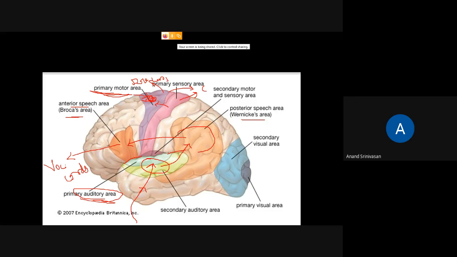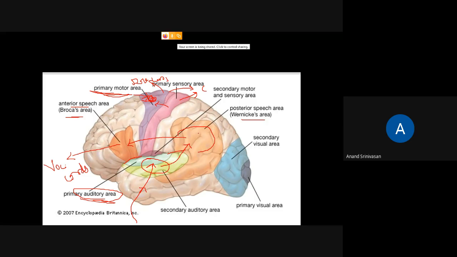So Wernicke's area helps in understanding the question and processing the information, and then it sends it to the motor area. The motor area is the one which helps the person to speak.